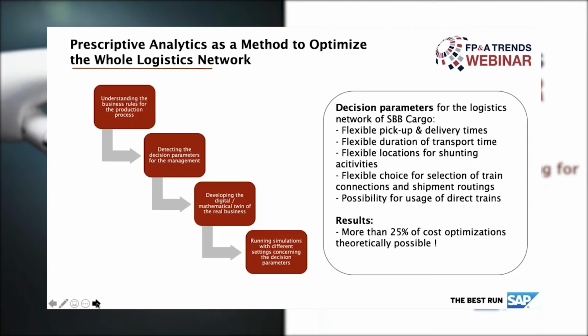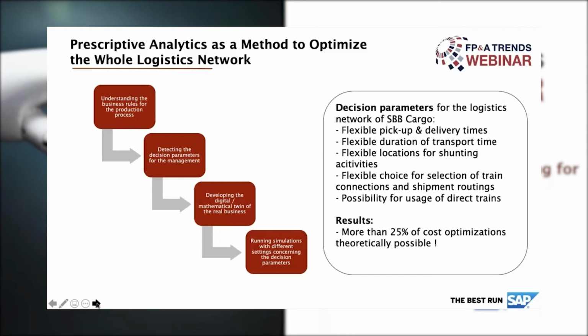For example, on the logistics network that I showed you before, we have as decision parameters the pickup and delivery times, the duration of transports, the locations of shunting activities. We can select different trains, or we can change the routing of the shipments of the clients. The results are really astonishing. So in theoretical models, we have optimizations of more than 25%. Of course, you cannot change this from one day to the other, but you know exactly where you have to change your business models.